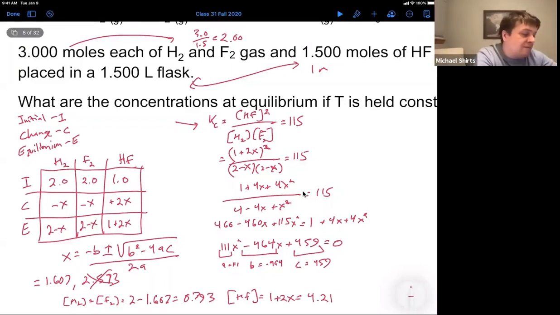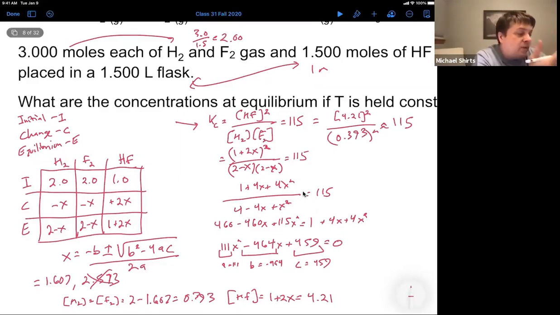So we can plug this in to verify, right? You always want to plug something in to make sure you're right. So in this case, it would be 4.21 squared over 0.393, which is what they both are, squared. And when you multiply that all out, you find that it is indeed equal to, up to rounding errors, 115. So this satisfies the equation.